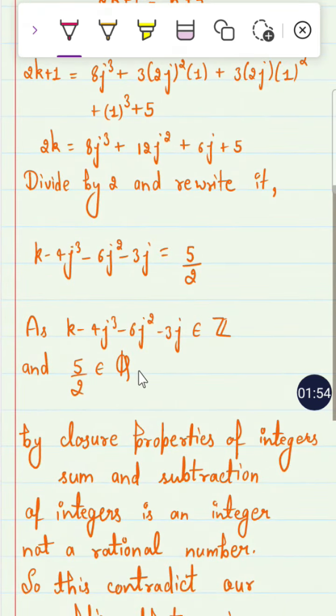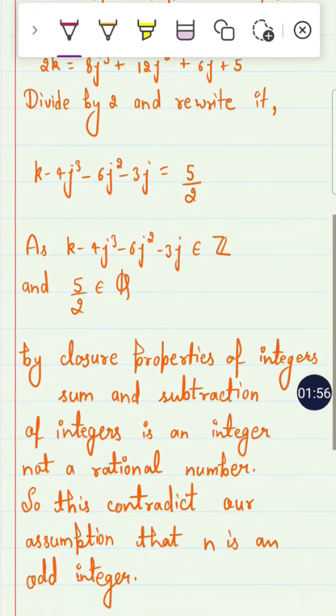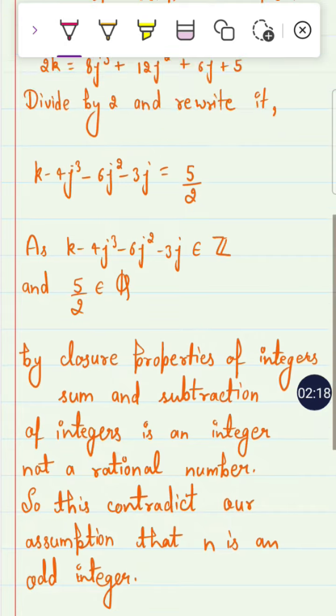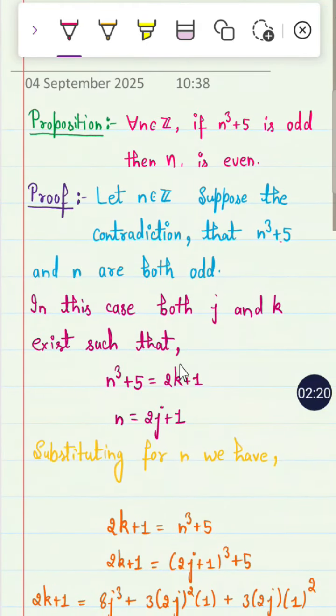Now by the closure property of integers, the sum and subtraction of integers is an integer, right? Integers have the closure property. So the sum and subtraction of integer numbers is also an integer, but this gives a rational number. So this contradicts our assumption that n is an odd integer. What we assumed is that n is an odd integer, right? So this contradicts the fact. So this implies that n is even.